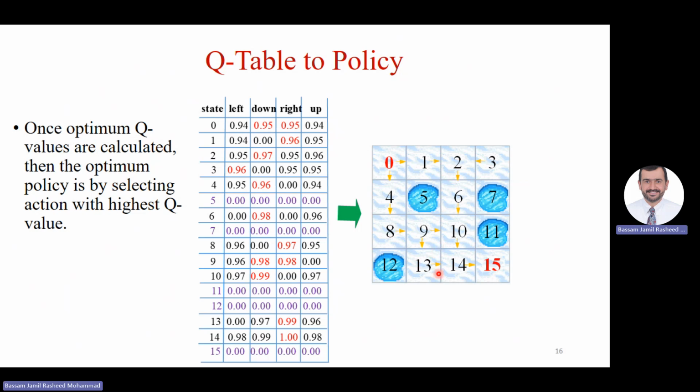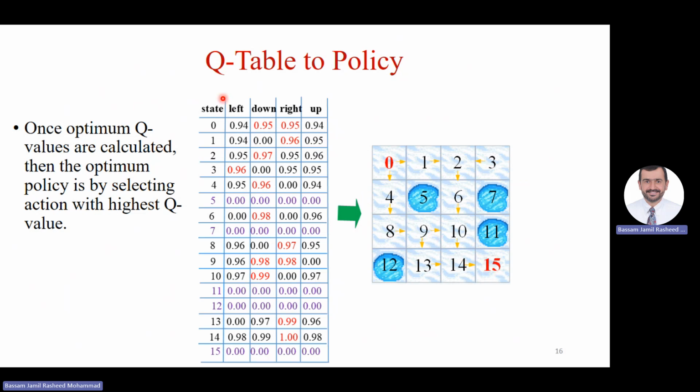And how about 13, for example? For 13, the highest value is when I go right. So the optimum action is to move to the right. How about 14? This one is also to the right. So the best action is to move to the right and I will reach my goal here.